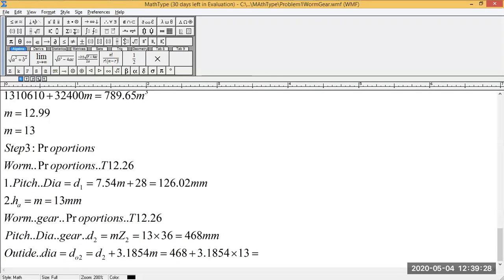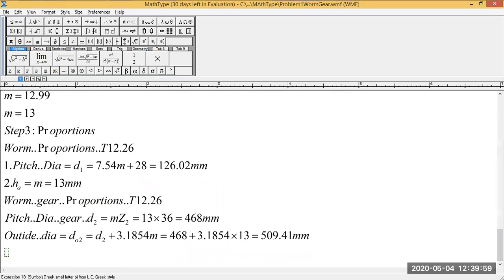This equals 13 into 3.6 plus 3.1854 into 13. We're getting 509.41. Like some key dimensions like this you find. And one more, just one more we'll find.